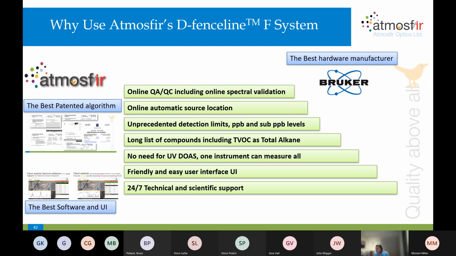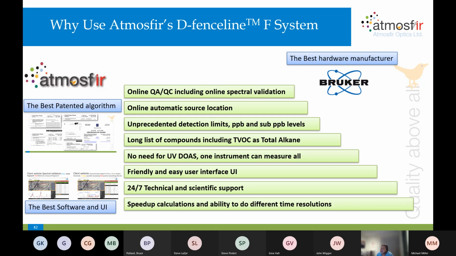We think that our software is very easy to use. You can shoot me an email. I can give you a demo website. You can play with it, and you're going to see that in less than 1 hour, you are an expert on getting data from this system. And because it's not an analyzer, you should have 24/7 technical and scientific support for times when you are not sure that the data is clear.